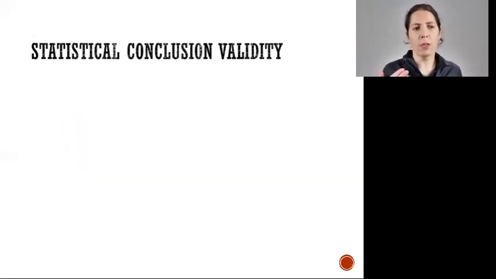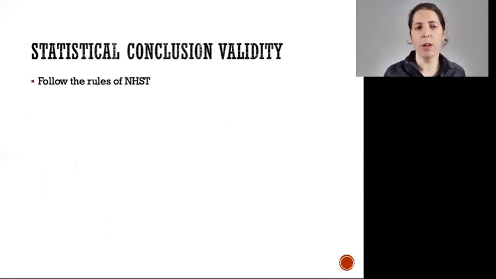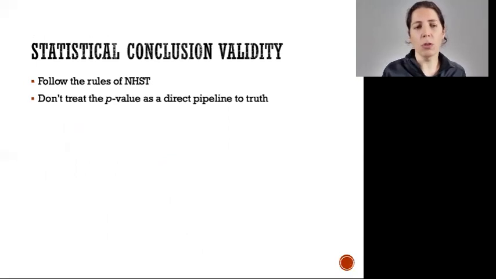So here's a few tips I'll leave you with when evaluating statistical conclusion validity. First of all, if the researchers are using NHST and p-values, then they should follow the rules of NHST in order to ensure error control and that their p-values have meaning. But even then, I would make sure that you don't treat the p-value as a direct pipeline to truth. The p-value tells you one very specific probability under the assumption that the null hypothesis is true. That's not the same thing as knowing what the truth is about your theoretical claim or your hypothesis. We have to use a lot of critical thinking and reasoning to evaluate whether we have good reason to conclude that there's an effect there or not. We should not just rely on the p-value.